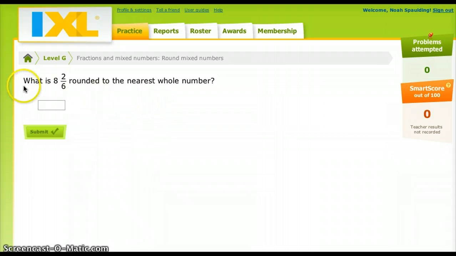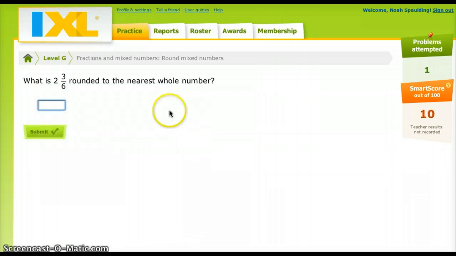So the question reads, what is 8 and 2/6 rounded to the nearest whole number? In order to do this, we look at the whole number, which is 8. To round it to the nearest one, it's either going to be 8 or the next whole number, which is 9. You look at the fraction, in this case 2/6. Halfway would be 3/6. So if it is 3/6 or higher, then we would go to the next whole number. Because this is 2/6, less than half, we would stay at 8. Okay?